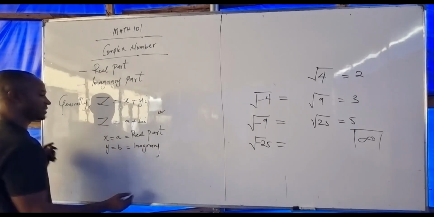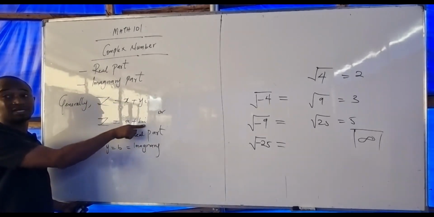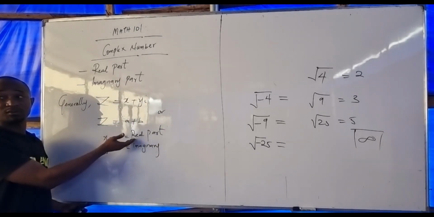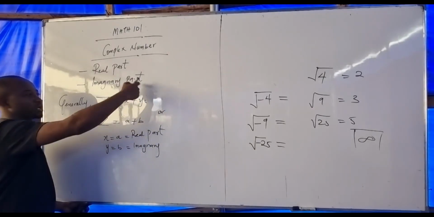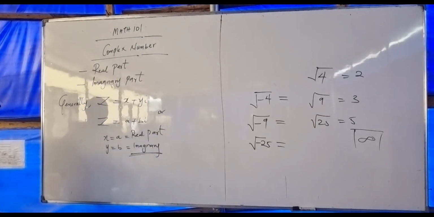Why do we say b is imaginary? Because b is attached to a complex value called i. If I remove this i, b remains a real number. So what made b imaginary, or what made y imaginary, is the value called i.